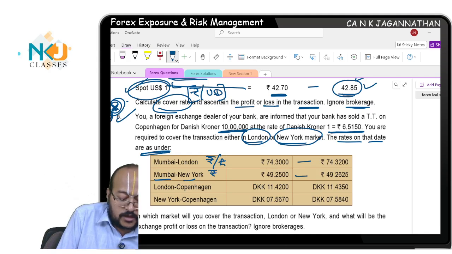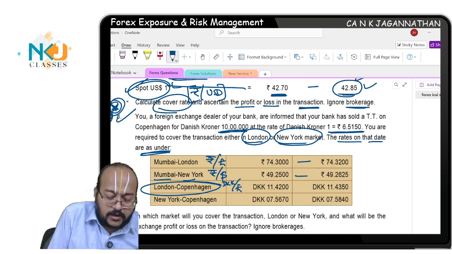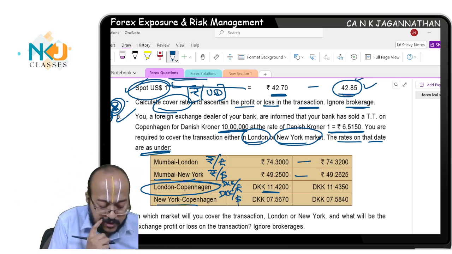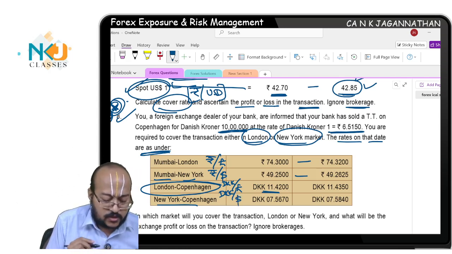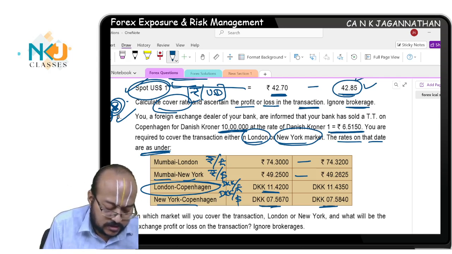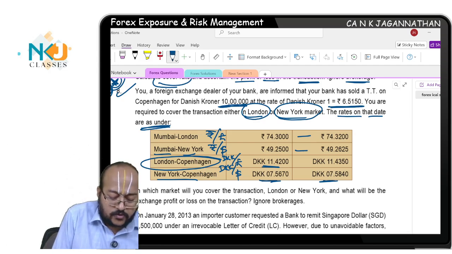Mumbai New York rupee per dollar, how much is that? 49.25. And London Copenhagen, what is that? Very simple, DKK per pound, which means for every 1 pound, 11.42 is the DKK amount. Are you understanding? New York Copenhagen, again DKK per dollar. Are you all understanding what I am trying to discuss? This is the quote given. All these are various quotes given. Now you are required to cover the transaction either in London or New York market. Now, in which market will you cover the transaction?